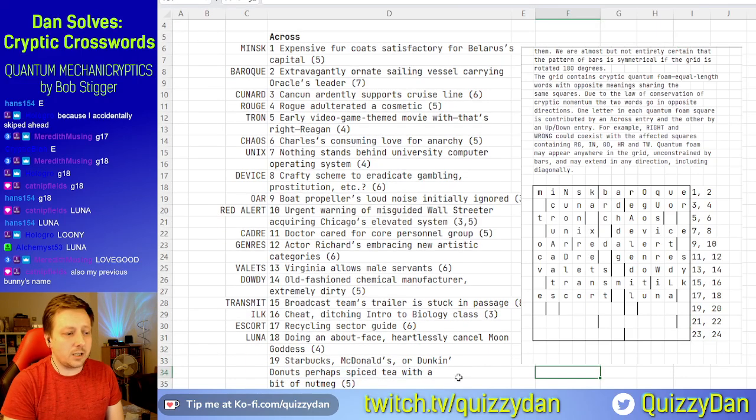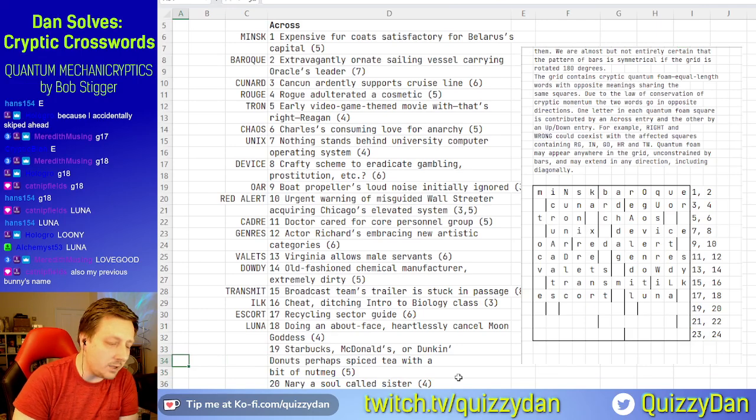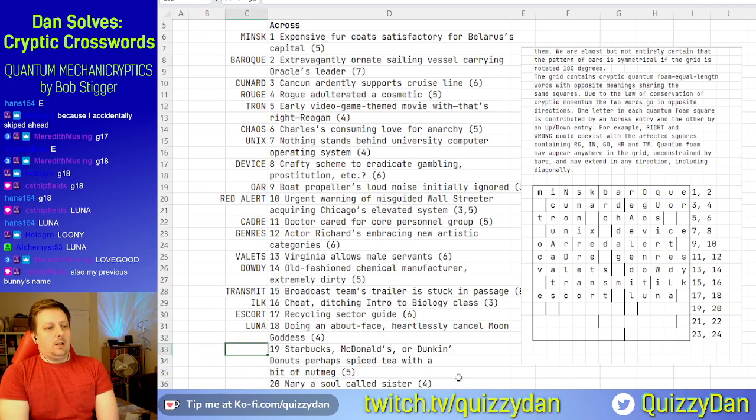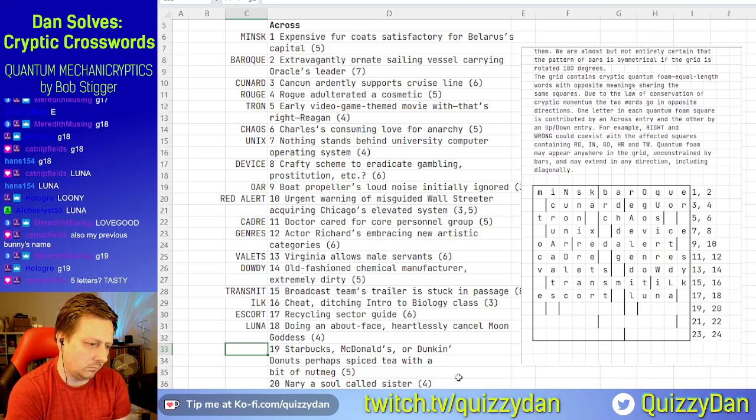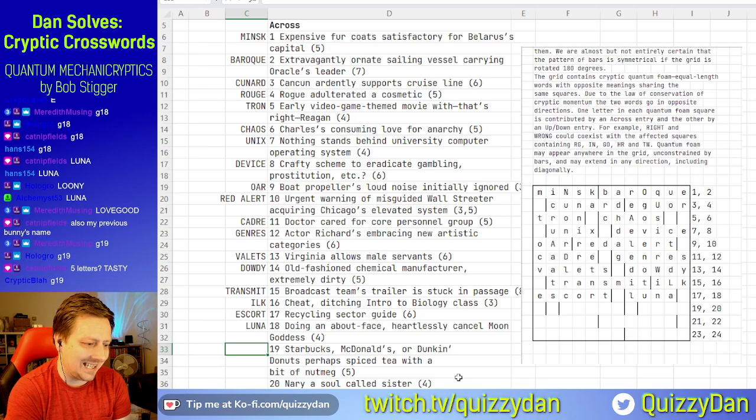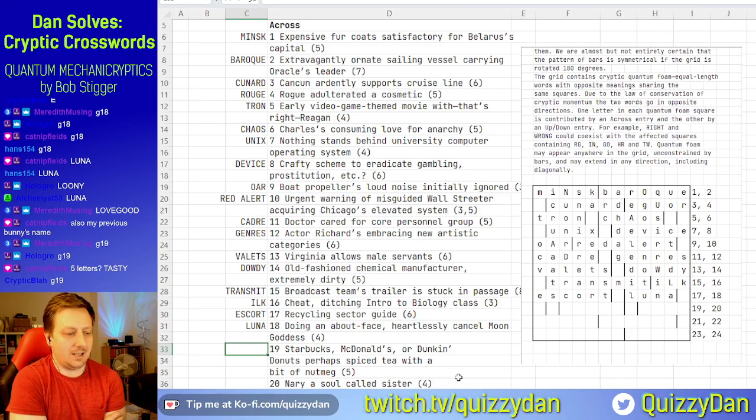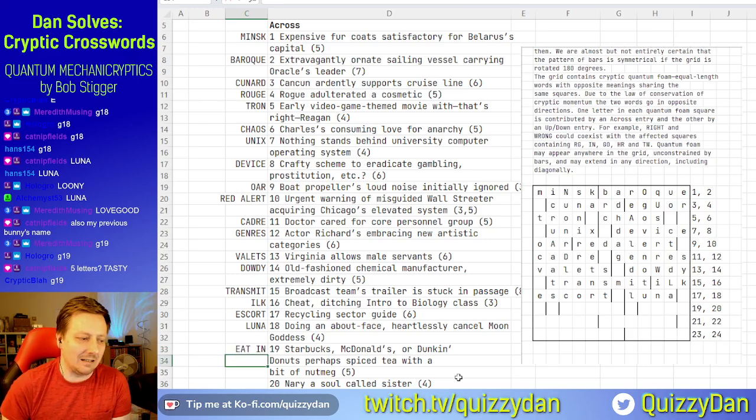Starbucks, McDonald's, or Dunkin' Donuts, perhaps. Spiced tea with a bit of nutmeg. They are places to eat. So anagram of spiced tea is eat. And then a bit of nutmeg, N. Eat in. Yes, because A can be I. Do we think eat in?